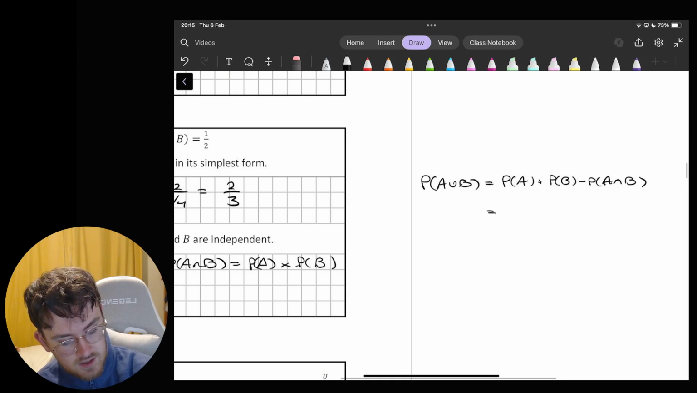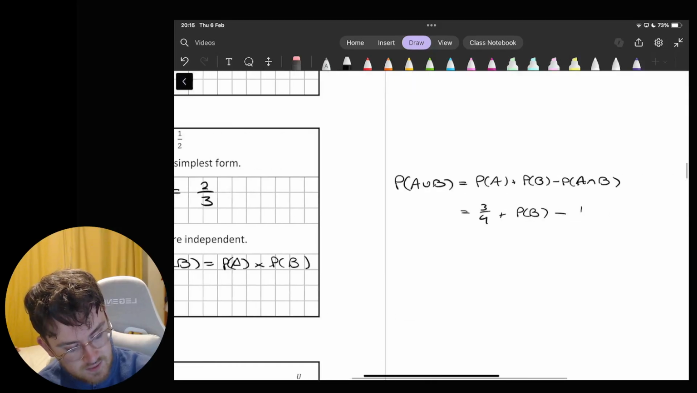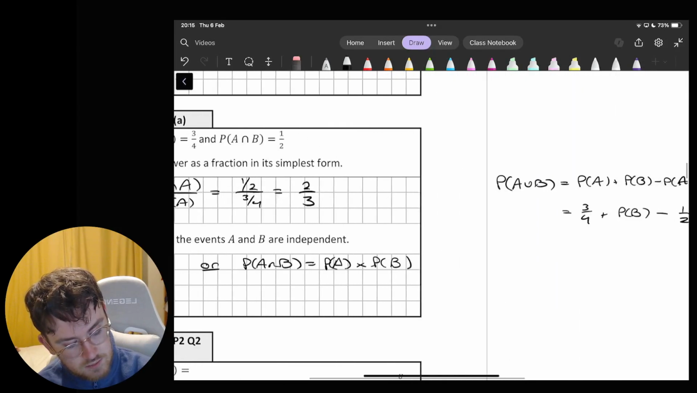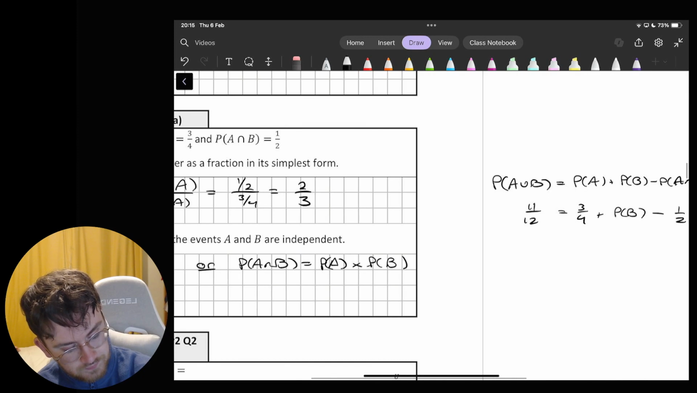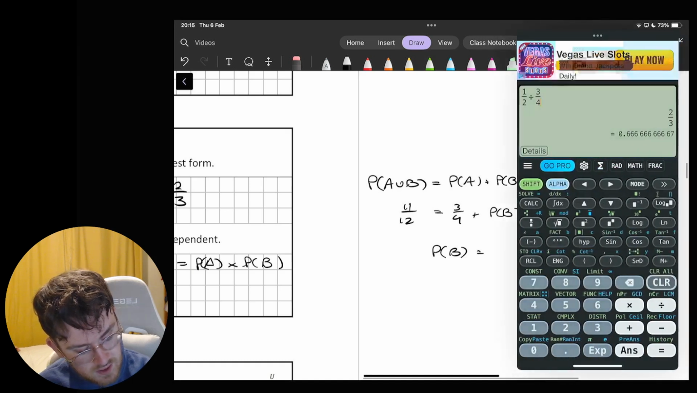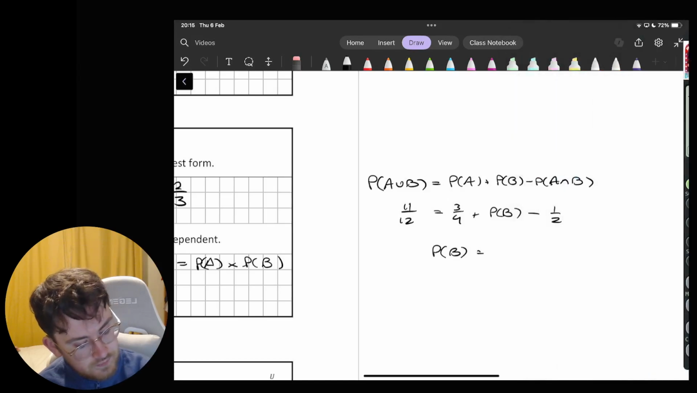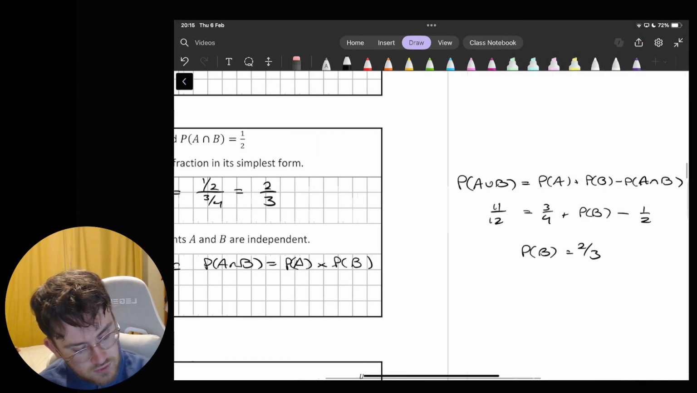I can fill in a lot of this information. So A is 3/4, B is unknown, probability of A intersection B is a half, and the probability of A union B is 11 over 12. This is going to give me an answer for the probability of B of 11 over 12 minus 3/4 plus a half, or 2 over 3. The probability of B is 2 over 3.